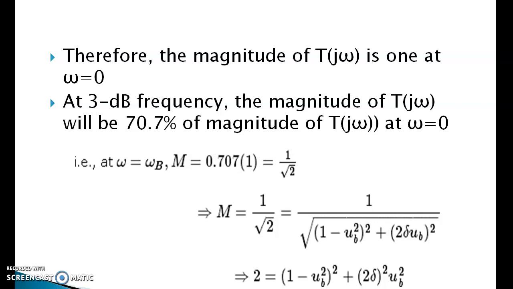At the 3 decibel frequency, the magnitude of T(jω) will be 70.7% of the magnitude of T(jω) at ω equal to 0. At ω equal to ωb, M is equal to 0.707 into 1, that is equal to 1 by root 2. So M equal to 1 by root 2 is equal to 1 by square root of (1 minus ub square) whole square plus (2 xi ub) square, that implies 2 is equal to (1 minus ub square) whole square plus 2 xi square into ub square.